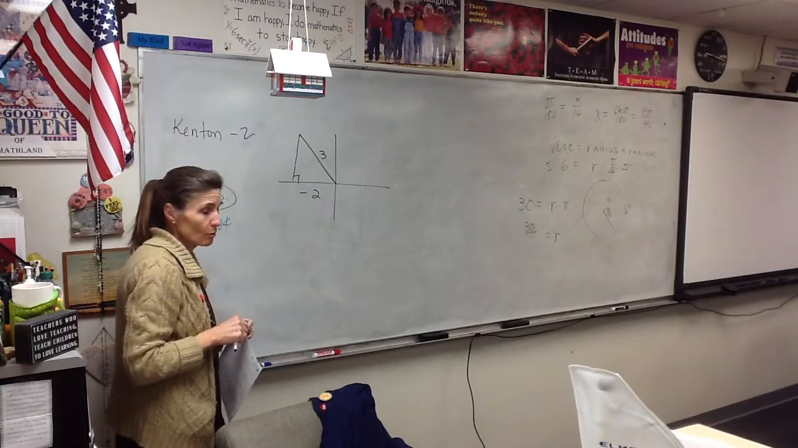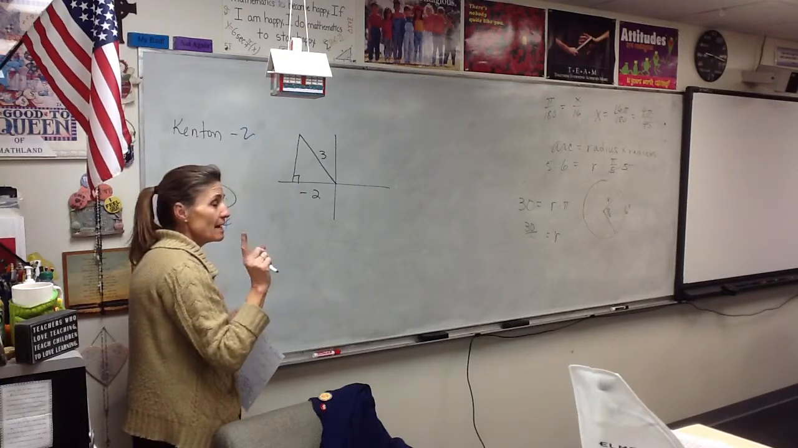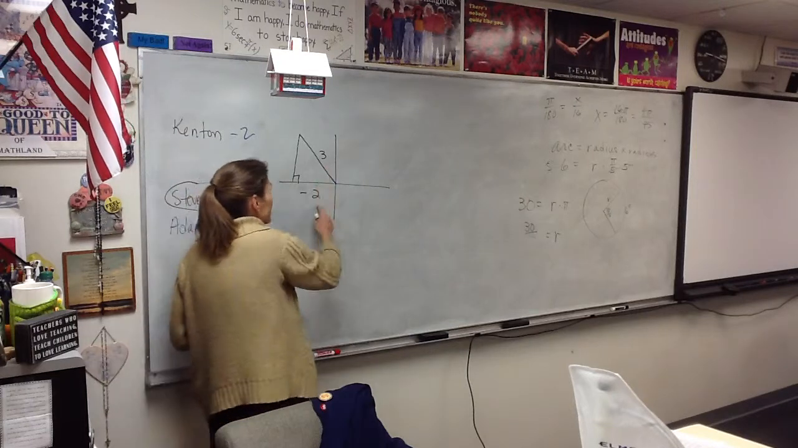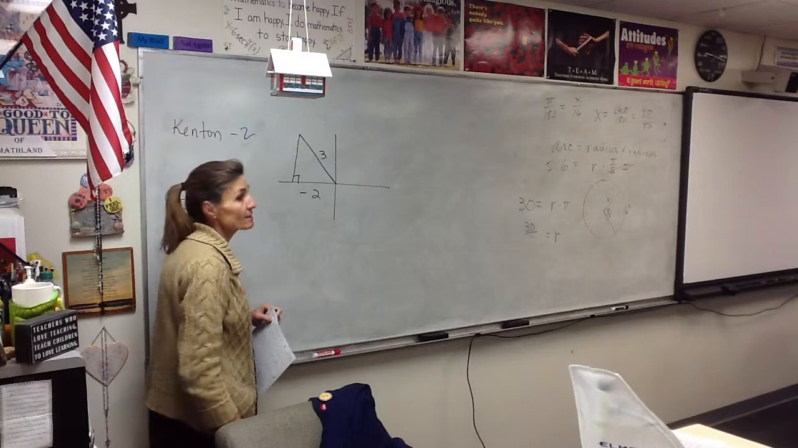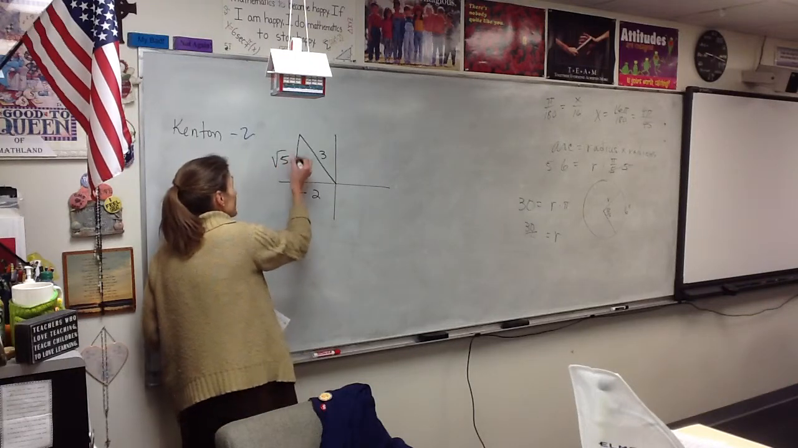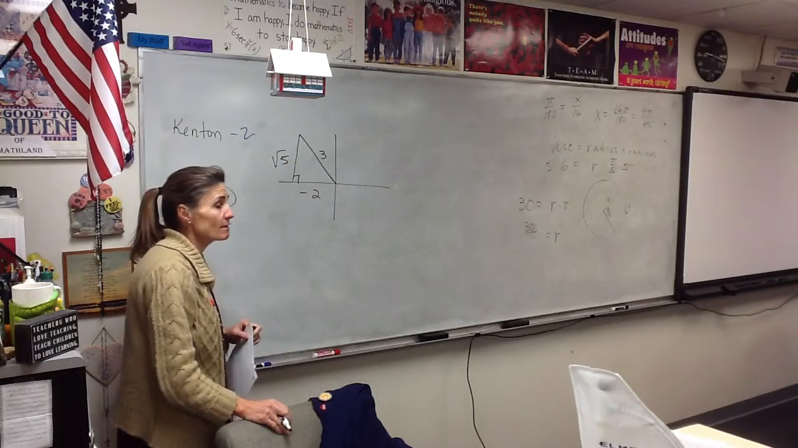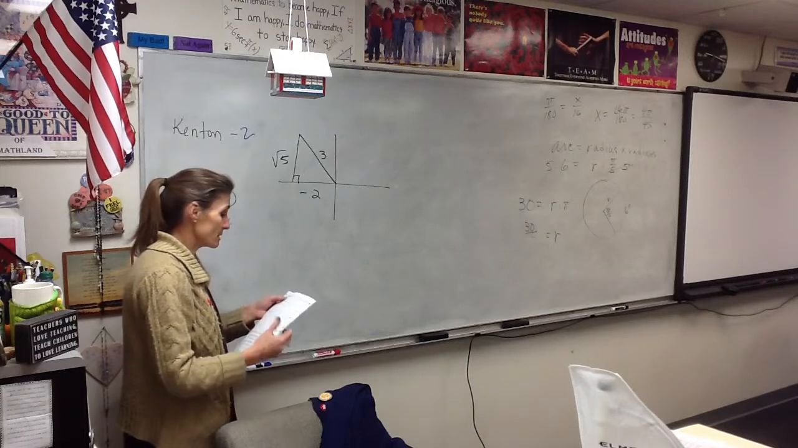Pythagoras. I'm going to go to Pythagoras, absolutely. Now, am I going to add 9 and 4? No, I'm going to subtract 9 and 4. So this is going to be root 5. Positive or negative? Positive.